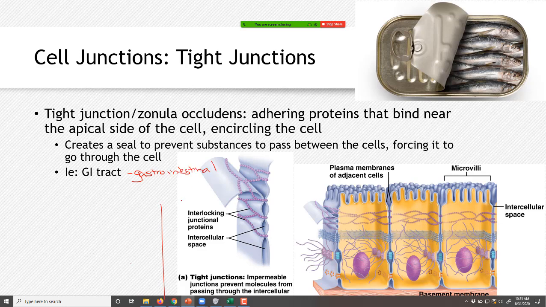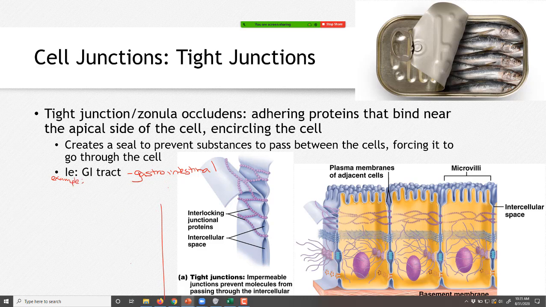What's LE? Where do you see LE? Right before GI tract, there's like LE. Oh, I think it's e.g. That means example. Oh, okay.